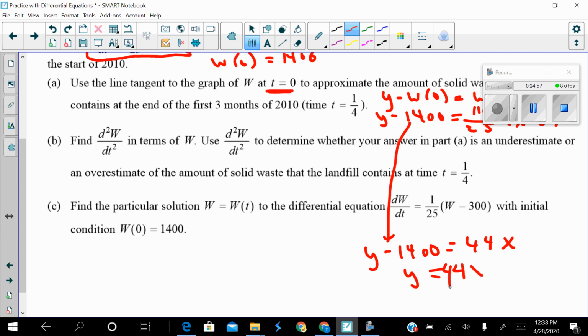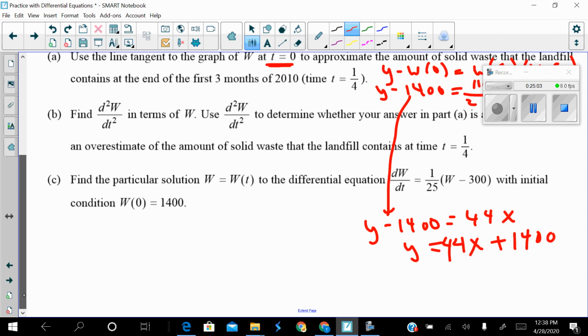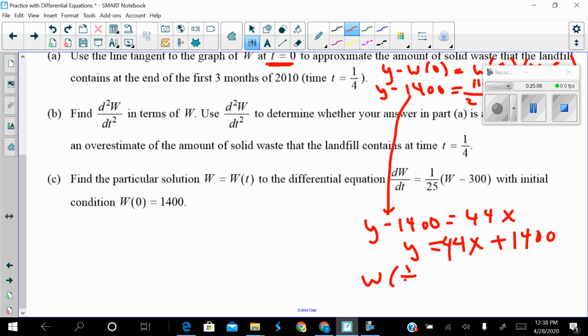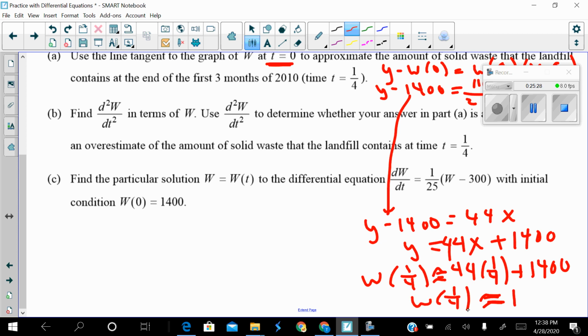equals 44x plus 1400. And we want to approximate the amount of waste when t equals 1/4. So we plug a fourth into that. So 44 times 1/4 plus 1400. So it's 11 plus 1400, approximately equal to. I'll just write W of 1/4 is approximately equal to, 1/4 of 44 is 11, so 11 tons.